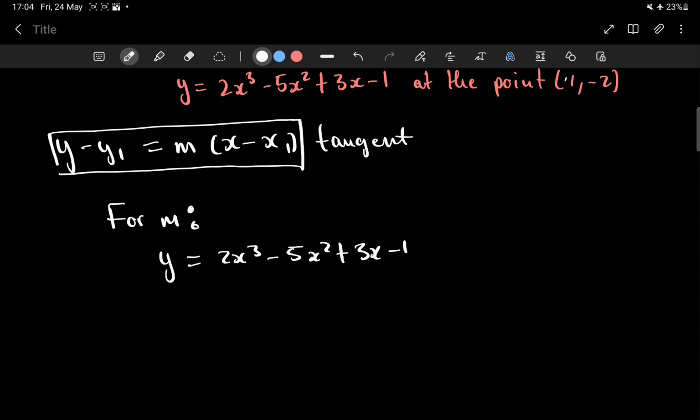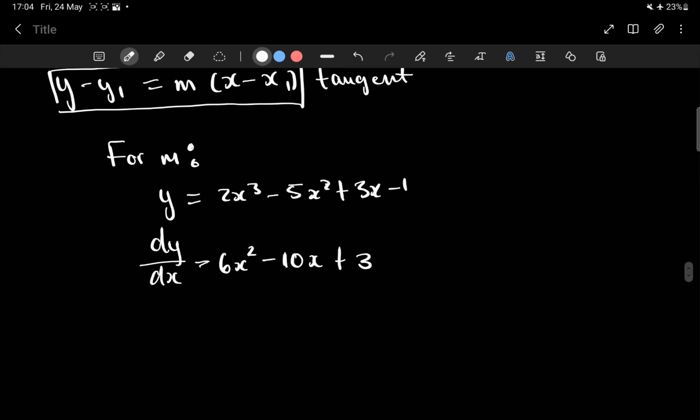M is the gradient. And the gradient of a curve, we find by differentiating: dy/dx. It's so easy. It is going to be 3 times 2 is 6, and we reduce the power by 1, so x to the 2. Minus 5 times 2, 10, x to the 2 minus 1 is just 1. Plus the derivative of 3x is just 3. And the derivative of minus 1 is 0. The derivative of a number is 0. So you are done.